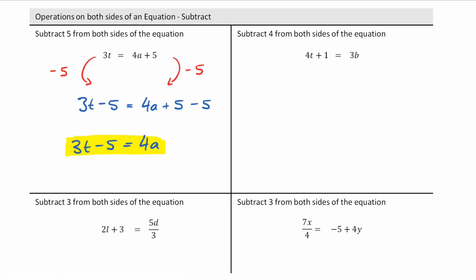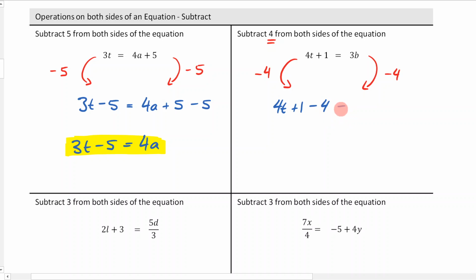Let's now move on to the next one here, which says subtract 4 from both sides of the equation. So I'm going to subtract 4 here. This is going to be 4t plus 1 minus 4 is equal to 3b minus 4. Now, this 4t just stays as it is, but then I've got 1 minus 4, which is minus 3. So you're going to be comfortable with your negative numbers there.